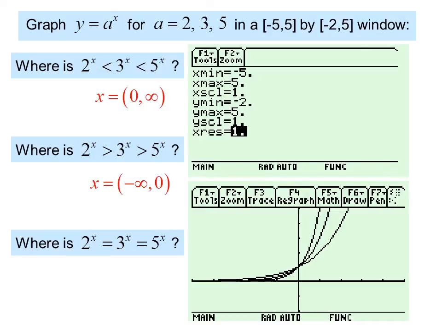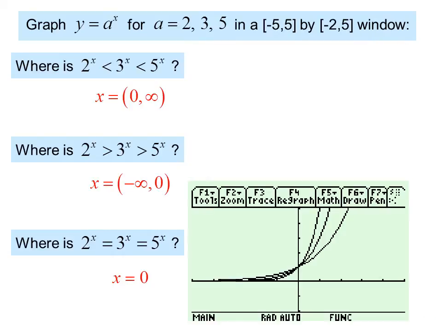And finally, where is 2 to the x equal to 3 to the x equal to 5 to the x? It's where the graphs cross at x equals 0. What is the domain? Remember, domain is what the x's could be. Looks like x could be anything, so we have negative infinity to infinity.